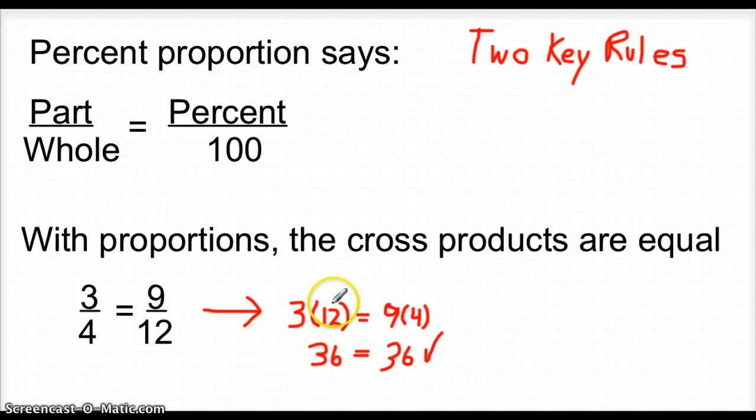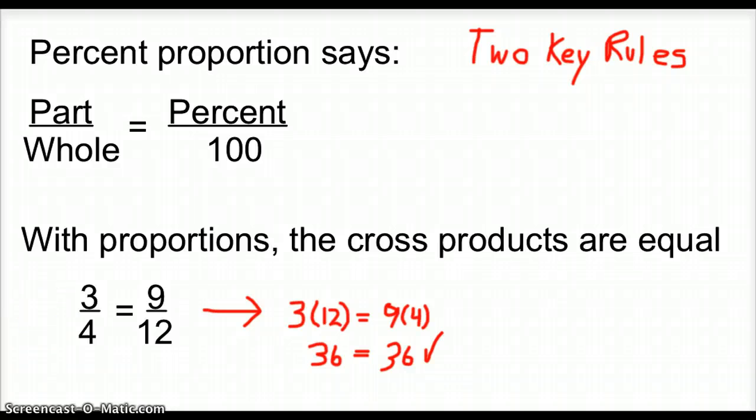So if we take 3 times 12, and set that equal to 9 times 4. Again, cross products going top to bottom at an angle and then top to bottom at the other angle. And so 3 times 12 equals 9 times 4 is what we're saying, and then in fact 36 does equal 36. So those cross products are equal, so we would say that those are in fact proportional. Okay, so those are two key rules we really need to be able to solve these things.